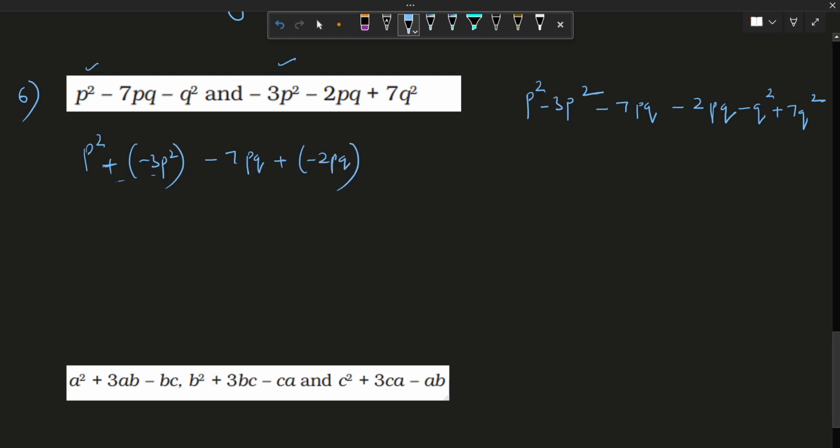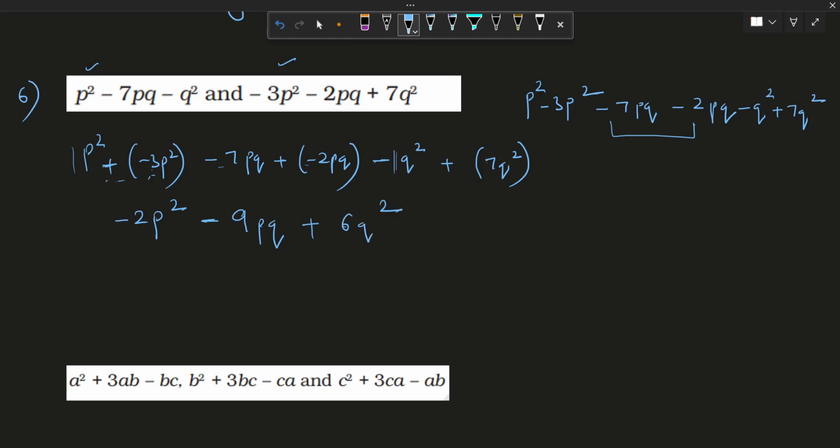Then minus q square plus 7q square. Okay, so I have taken the like terms together directly. So p square minus 3. One number is positive, one is negative, so what do you do? Subtraction. So minus 2p square. Okay, here both are negative, so you will add them up. Both are negative, so you just add them up. So what will that be? Minus 9pq. Or here, one negative, one positive, so again you'll do subtraction. So 7 minus 1, nothing is there, it's 1 actually. So that will be 6q square. That's your answer.